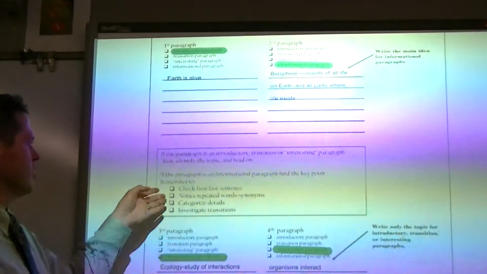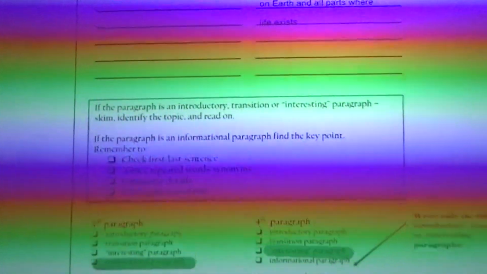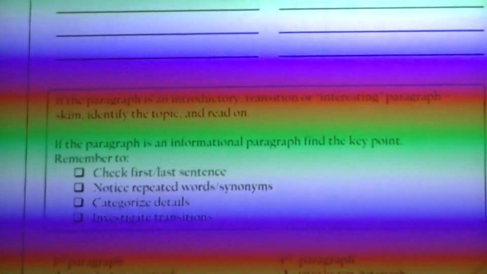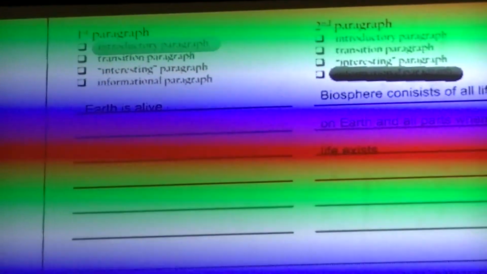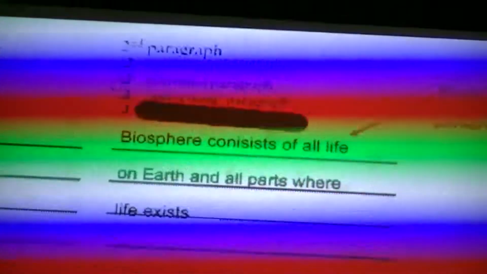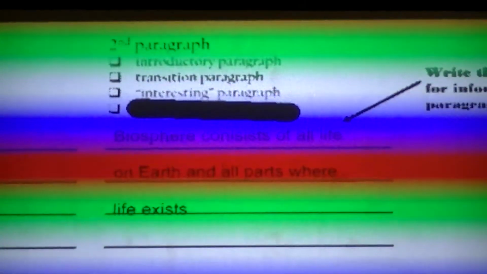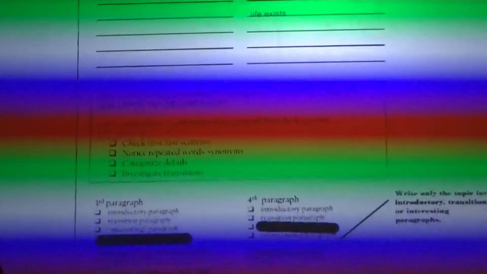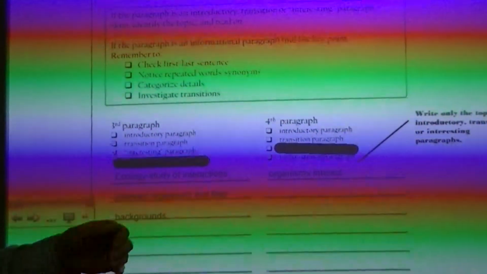Then in the middle here, we've got the process to find the main idea of a paragraph. We're going to talk about that a little bit later. But there's 4 different types of paragraphs: an introductory paragraph, a transition paragraph, an interesting paragraph, and an informational paragraph.